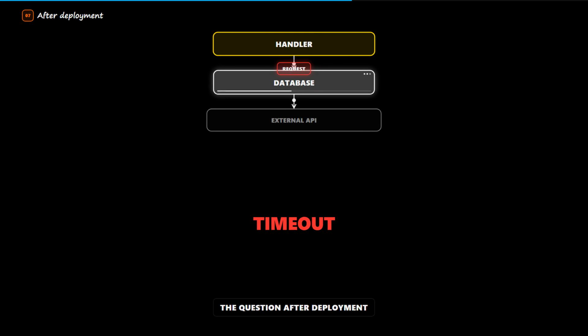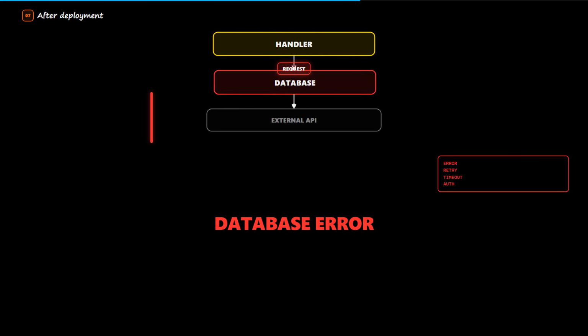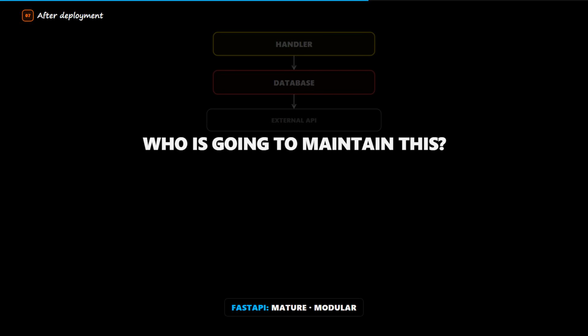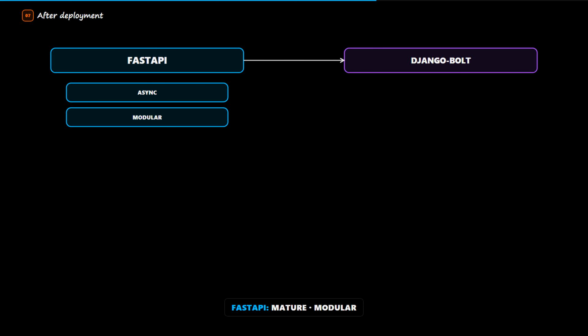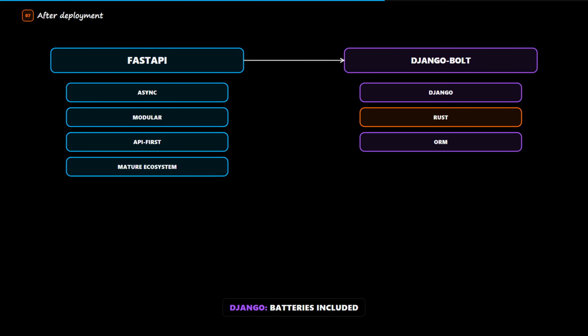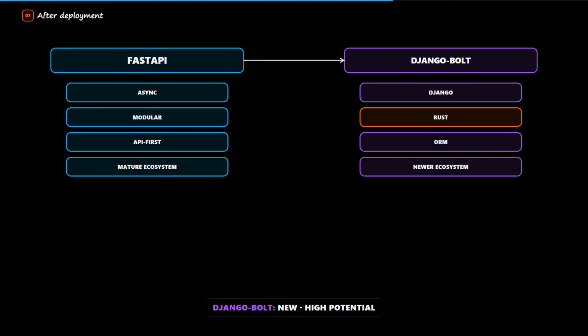Then comes the question developers usually discover after deployment: who is going to maintain it? FastAPI gives you a mature and modular ecosystem. Django gives you batteries included. Django-Bolt gives you an exciting new combination, but it is also a much newer technology.